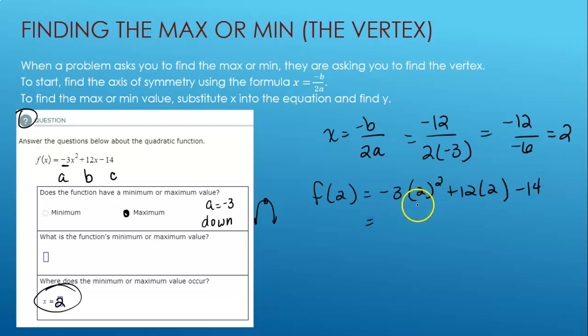Make sure you understand your order of operations. Exponents come before multiplication. So 2 squared is 4, and then negative 3 times 4 is negative 12. 12 times 2 is 24, and we bring down the minus 14. Negative 12 plus 24 is 12, and 12 minus 14 is negative 2. So the function's maximum or minimum value occurs at negative 2. Make sure you've written all this down before we move on.